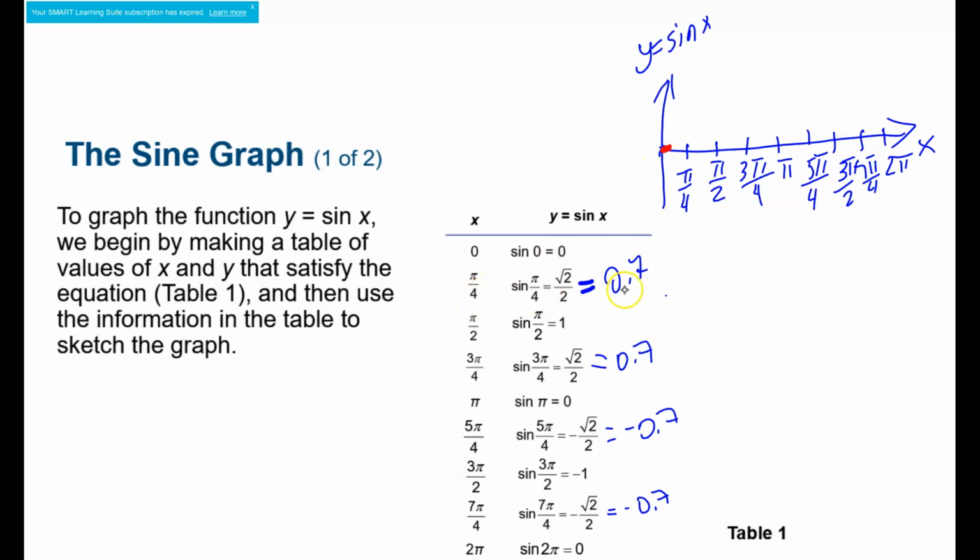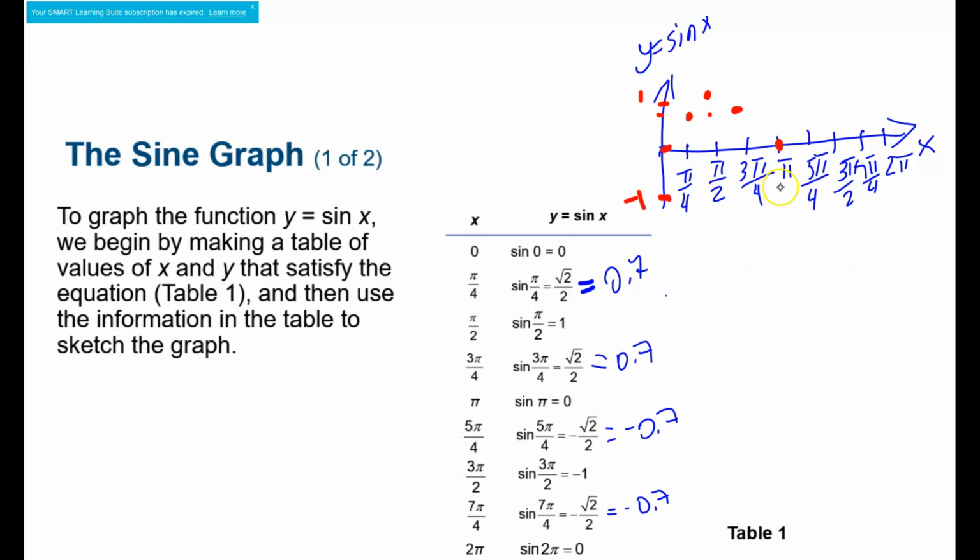0, 0, pi over 4, 0.7. So if this is my 1, the 0.7 will be somewhere right here. And then pi over 2, 1. Here's my 1. And then 3 pi over 4, y is equal 0.7 again. And then pi, y equals 0. 5 pi over 4 represents, here's my negative 1.